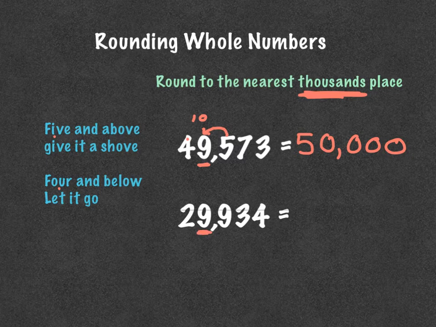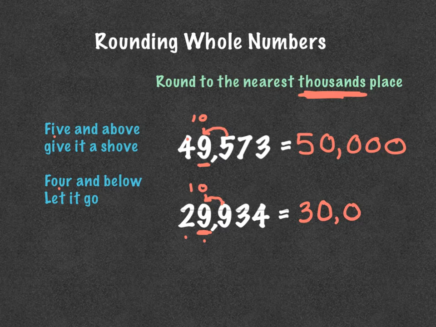All right, our next one, same thing. This 9 is our thousands place. Our bossy number is the 9 next door. So 5 and above, give it a shove. This 9 is shoved up to a 10, so this 9 will be a 0. And then this 1 adds to the 2, right? So 2 plus 1 is 3. The 9 was bumped up to that 0, and then everything else is a rounded number.